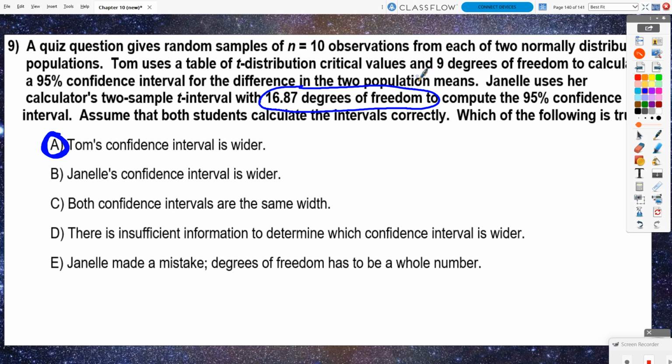As our degrees of freedom got bigger and bigger and bigger, then we said that the critical value really gets smaller and smaller and smaller, and it starts to approach whatever the standard normal, the Z critical value, would be for that situation.